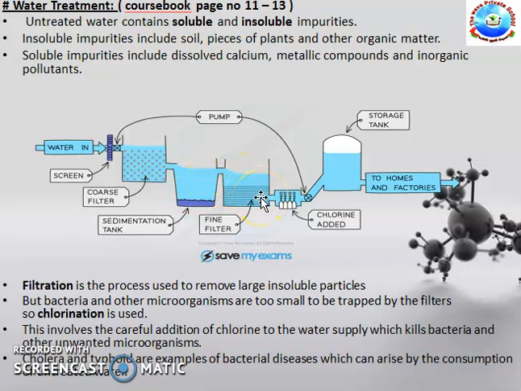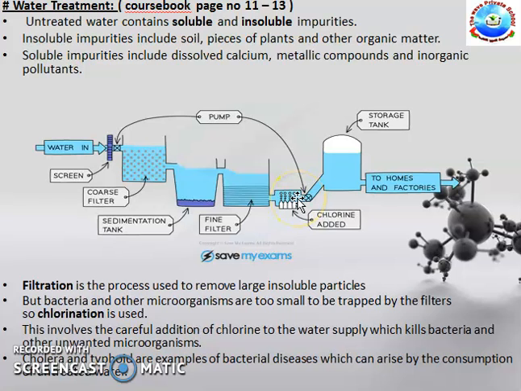So after that, see students, this too is a filtration process. In this it is used to remove large insoluble particles, but the fine particles which are soluble in water are still present. We cannot see their difference. So after this it goes to this tank where there is the chlorination process.